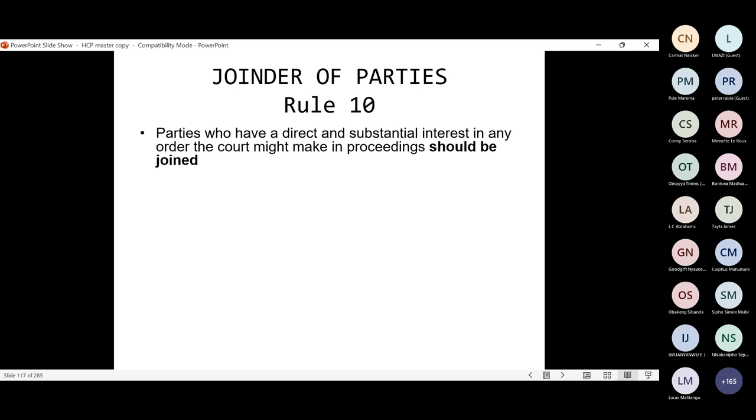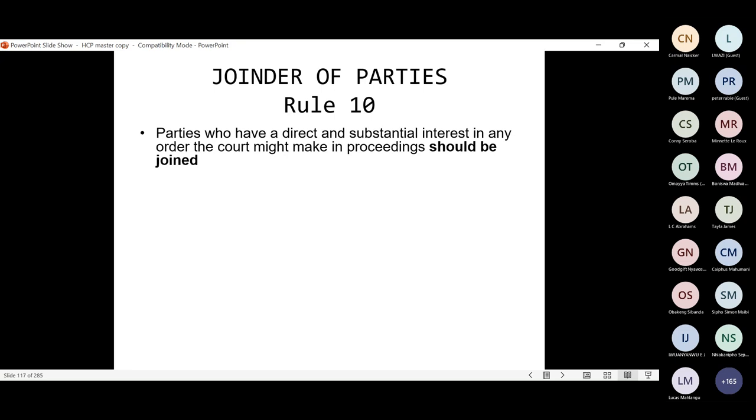That is what we call compulsory joinder. And Rule 10 deals with compulsory joinder. That is parties who have a direct and substantial interest in any order the court might make in proceedings, they should be joined. If you had to join a person and you did not join that person, then the defendant can raise a special plea and say, Mr. X should have been joined because Mr. X has this right in the outcome. This is the relief that is sought. It will affect Mr. X's right.